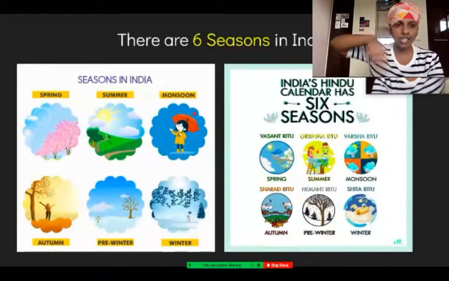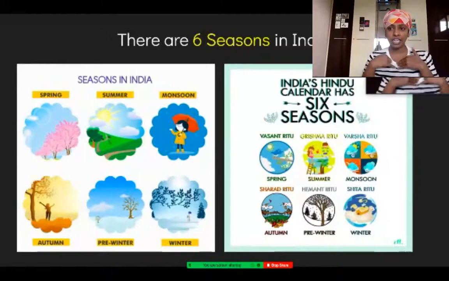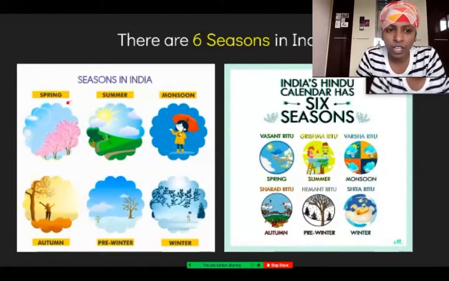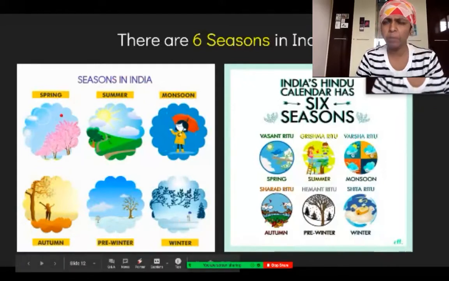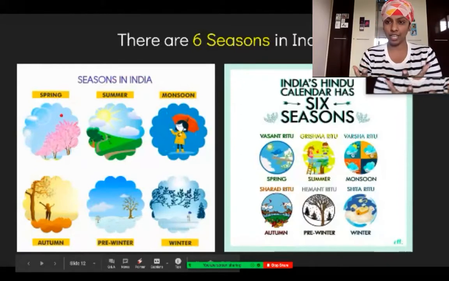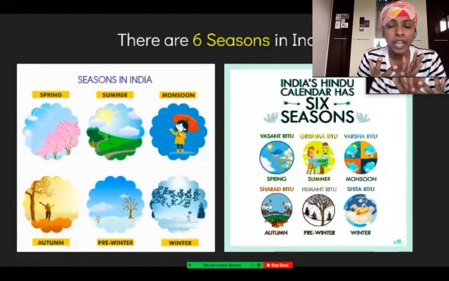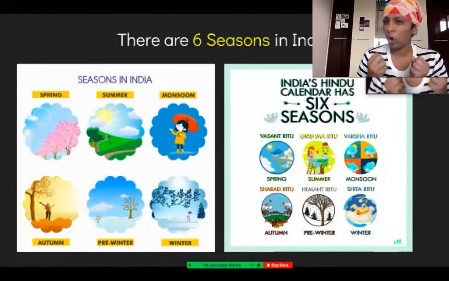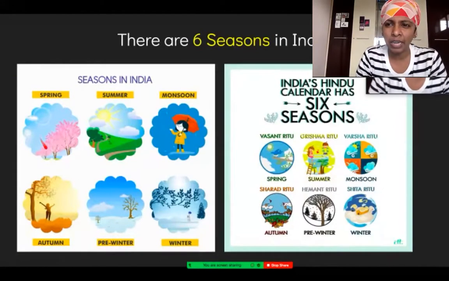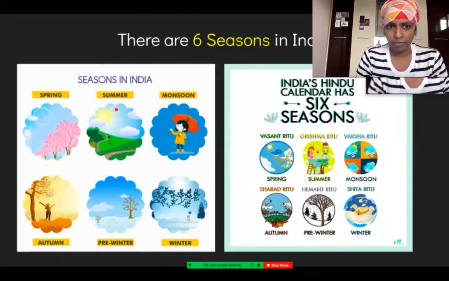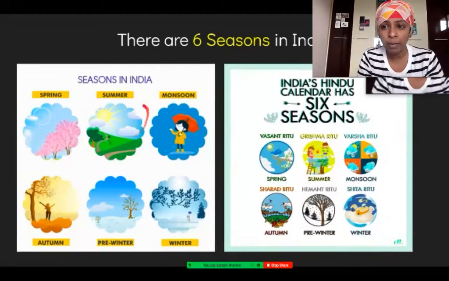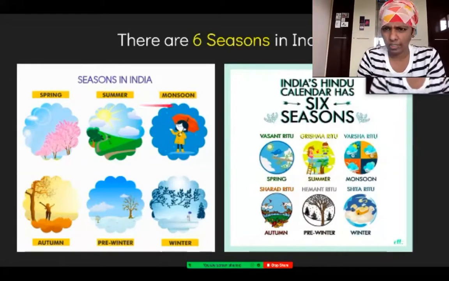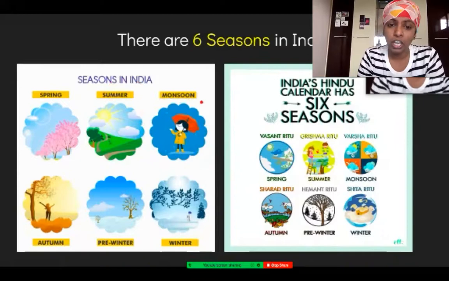Now if you see, there are 6 seasons in India. How many seasons in India? Six seasons: spring, summer, monsoon, autumn, pre-winter, winter. Spring means many trees and flowers come, then birds and butterflies come, and all the leaves become very green and blooming. That is spring. Summer is when it is very, very hot, and our school holidays are usually in summer because it's very hot. That's why it is called summer vacation.